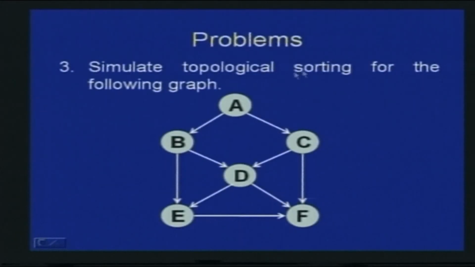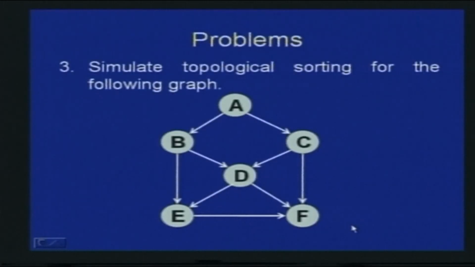I want you to simulate topological sorting for the following graph. Remember, there is no single topological sorting answer, it need not be unique. Suppose you have 2 nodes with no incoming edges, it depends on which node you want to take. So, try this. This is what we have discussed in this lecture.